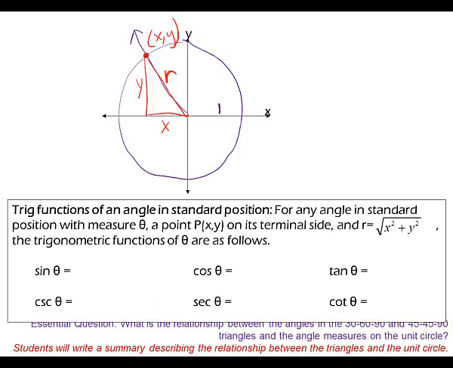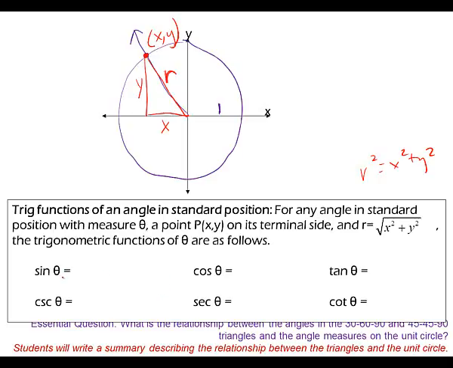All right, so what this is saying down here is the trig functions of an angle in standard position, for any angle in standard position with measure theta, a point x, y on its terminal side, and radius equal to this, which is basically, isn't that just r squared equals x squared plus y squared? Isn't that the Pythagorean theorem? Okay. The trig functions are as follows. All this is doing is setting up all the trig functions we already know. This is just putting it algebraically.